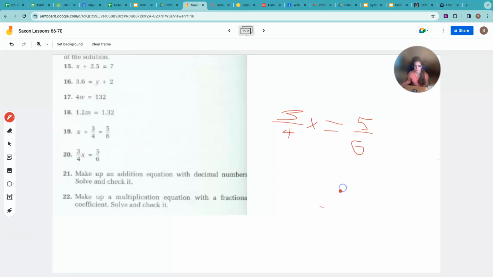Welcome back. So, we have 3/4 x equals 5/6. Well, what are we going to do here? We can divide by 3/4 to get x by itself, right? So it'd be 5/6 divided by 3/4. I would recommend doing this on your calculator. X equals 5/6 divided by 3/4, which equals out to be 1 1/9.